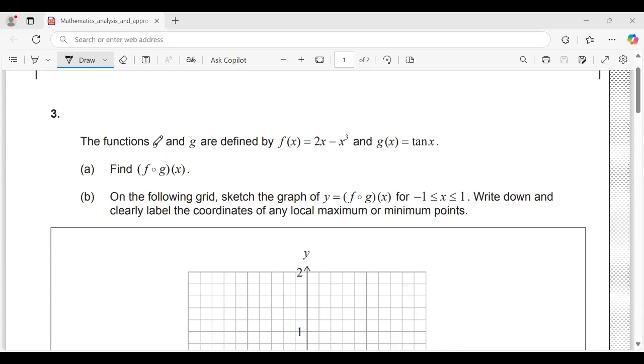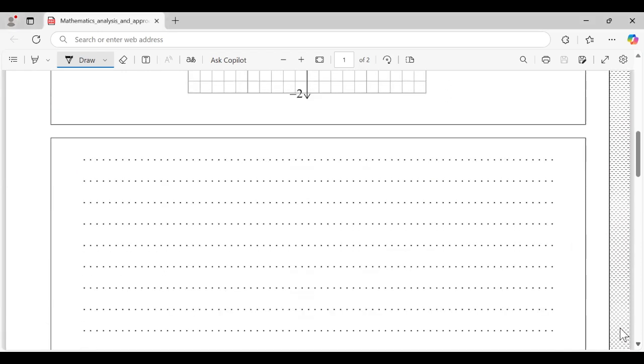Number three, the functions f and g are defined by f(x) equals x minus x cubed and g(x) equals tangent x. Find the composite function f of g of x. On the following grid, sketch the graph of this function for x in the interval minus 1 to 1. Write down and clearly label the coordinates of any local maximum or minimum points. All right.